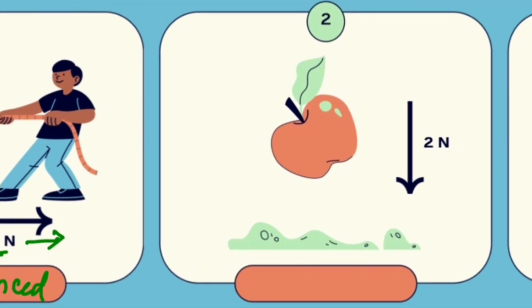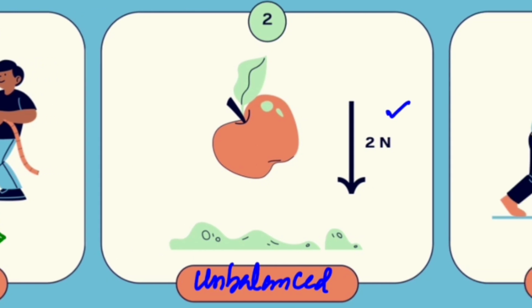Coming to the second situation. Here, how many forces do you see? Only one force, which is 2 Newton acting vertically downwards. Is there any other force to balance this? No. Therefore, what do you say about this? This is an unbalanced force. Clear, children? There is no other force to balance it.